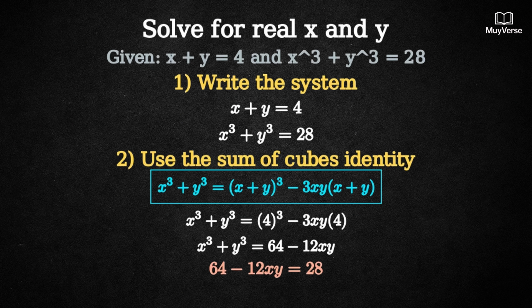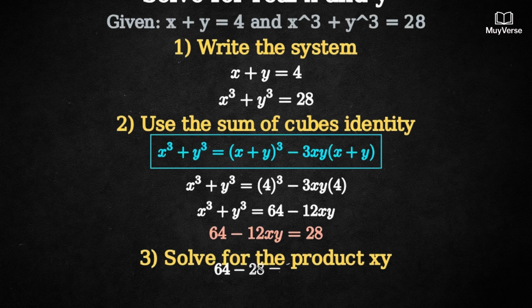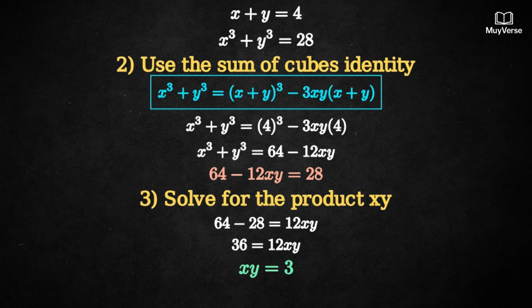But we also know that x cubed plus y cubed equals 28. So set 64 minus 12xy equal to 28. Step 3. Solve for the product xy. Move 28 to the left side to get 64 minus 28 equals 12xy. So 36 equals 12xy, which gives xy equals 3.